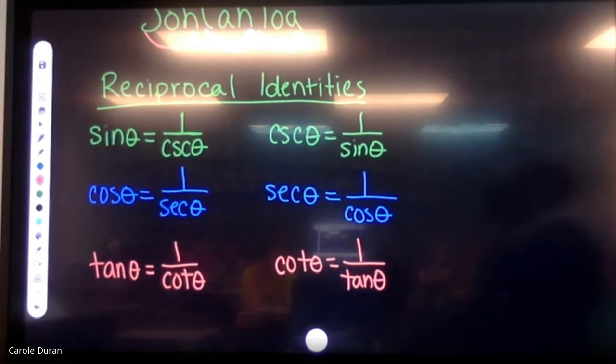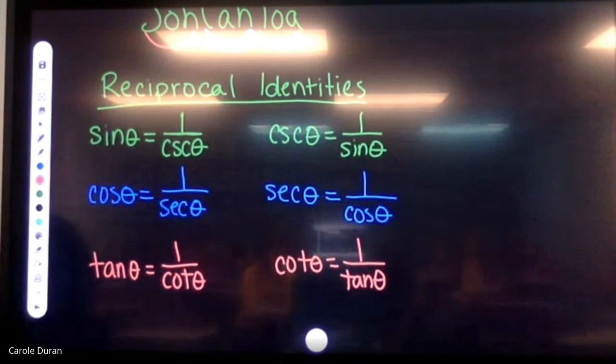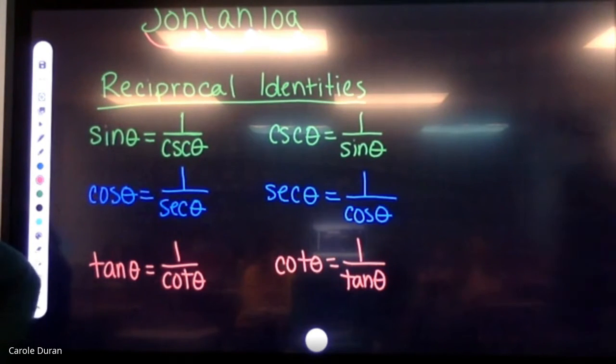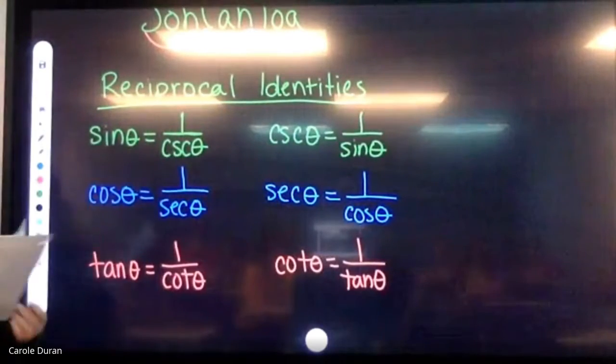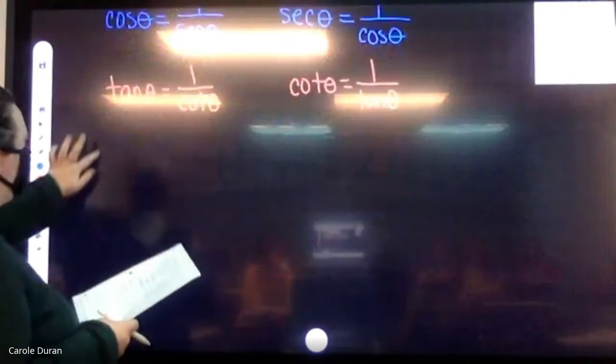Okay. Does everybody have these reciprocal identities written down? Fantastic. Let's go ahead and solve a problem with them.